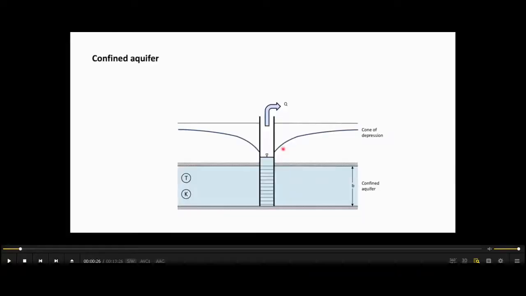But now fully penetrating wells, that's also another video.